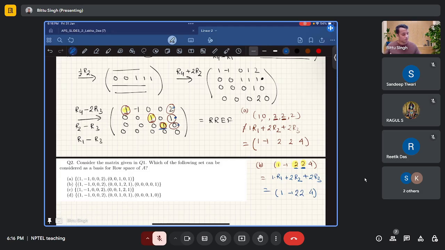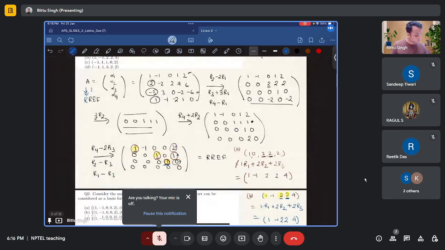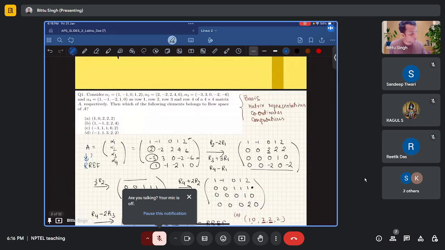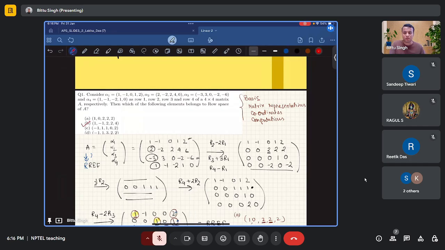Okay, thank you. So from here you can see that option B is the correct answer, right? Option B is the correct answer. Is there any doubt in this question?